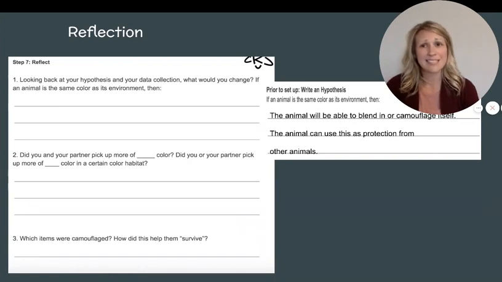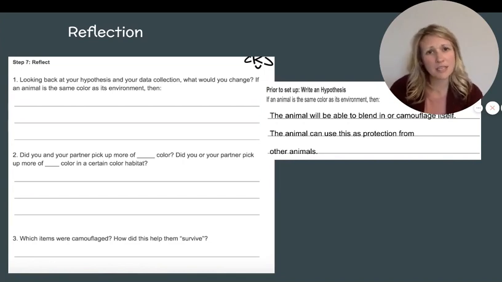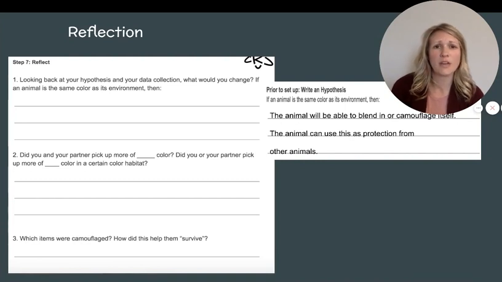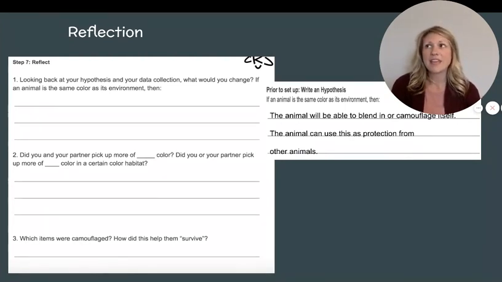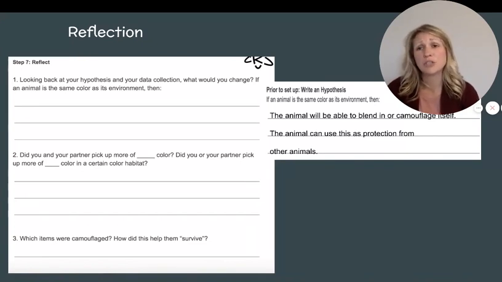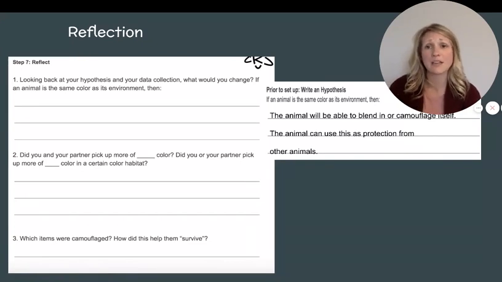If an animal is the same color as the environment, then, so I'm going to look back at my hypothesis, and I've put it there on the screen. The animal will be able to blend in or camouflage itself. The animal can use this as protection from other animals. Thinking back about some of my data collection, I might change my answer. I might not. Then question number 2, did you and your partner pick up more of a certain color?